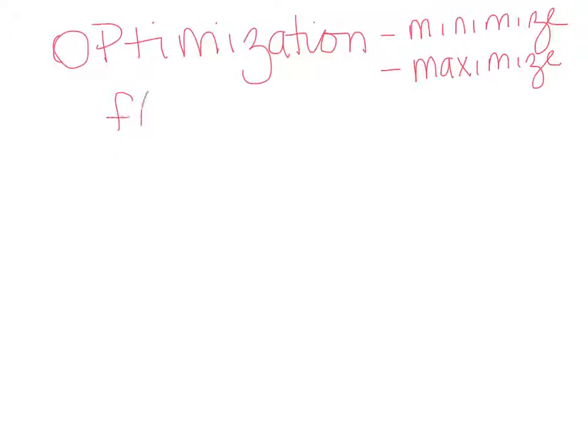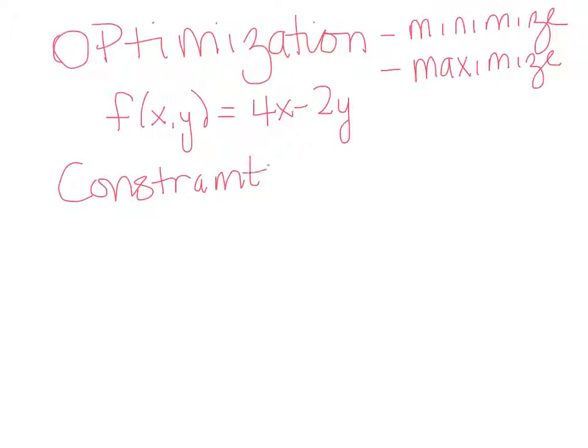So let's say I have something like f of xy is equal to some function 4x minus 2y. Now, the problem is, you know, x can't just be anything and y can't just be anything. You have what's called constraints. And these constraints limit what x and y can be.